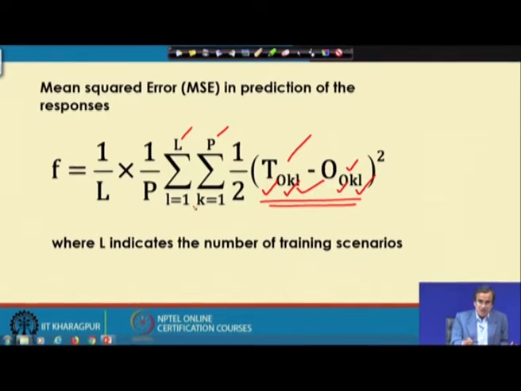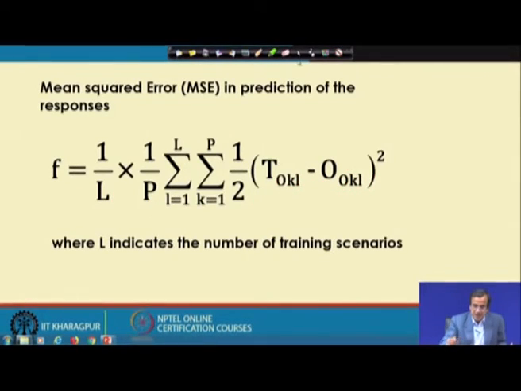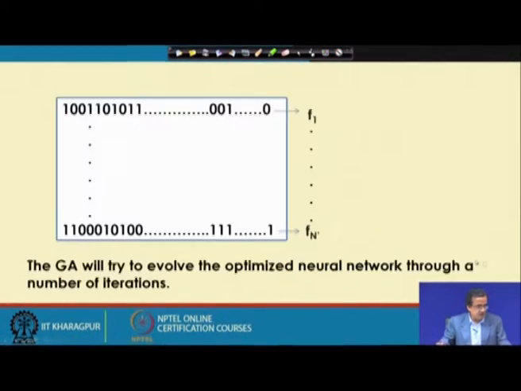capital L indicates the total number of training scenarios, the training cases, and P is the number of output neurons on the output layer, and capital L is your training scenarios. So, using this expression, I can find out the mean squared error in prediction, and this mean squared error in prediction is nothing but what I mentioned as the fitness.